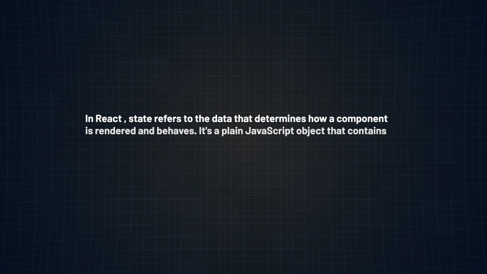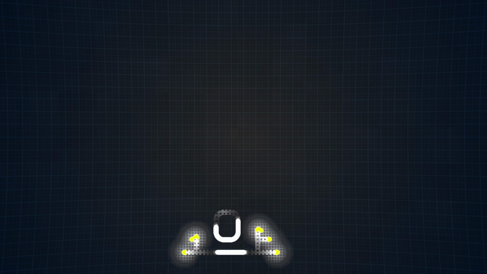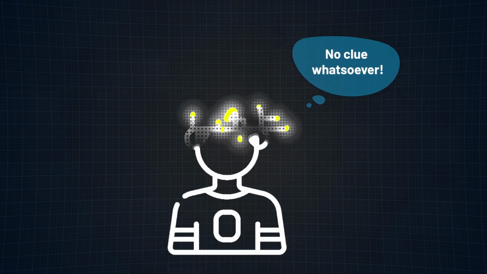It's a plain JavaScript object that contains information about the component's current state, such as user input or changes in data from a database. When the state changes, React will re-render the component to reflect the updated state. Technically, that explanation is correct, but it's not simple enough. I don't think my 12-year-old brother would have any clue about what I just said.